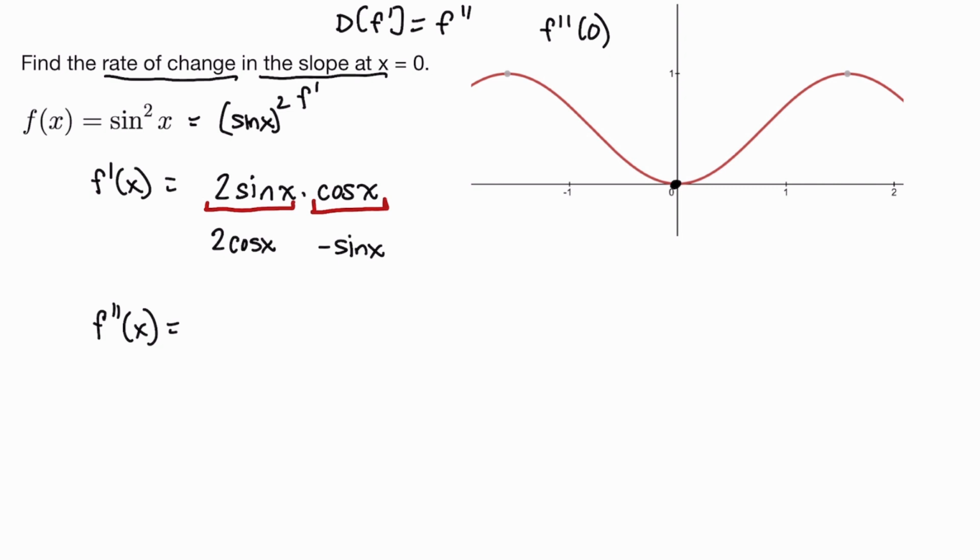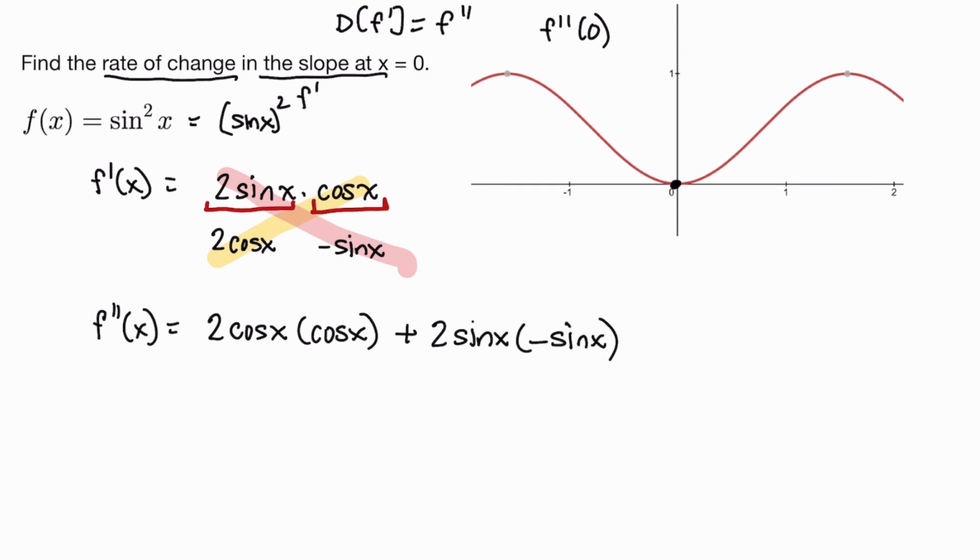And then remember, the derivative of a product is the crisscross pattern that I'm about to show you here. So it's the derivative of the first times the second. So we have 2 cosine x times cosine x plus the first times the derivative of the second. So we have 2 sine x times negative sine x. And yes, we are going to clean this up just a little bit here. So this is 2 cosine squared x minus 2 sine squared x. Remember, that's our second derivative. That's the function that we're looking for here.